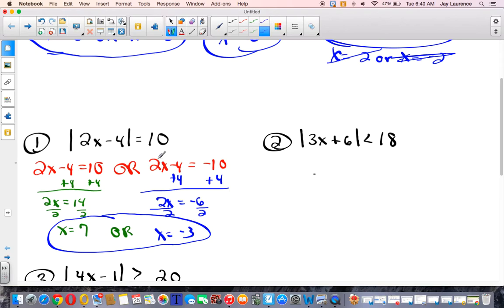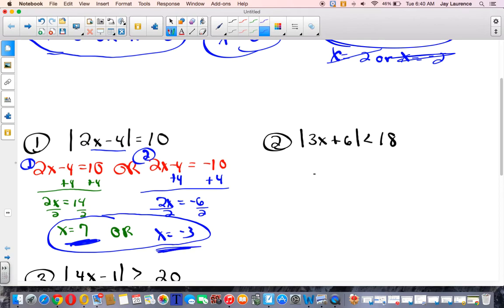So you see, the way to solve these is to write them as two problems. You write what's inside the absolute value equals the 10, or what's inside the absolute value equals negative 10. One is helping us find the number that is on the positive side of 0 of the center, and this one on the other side of the center.